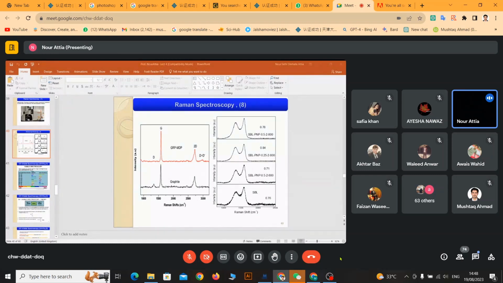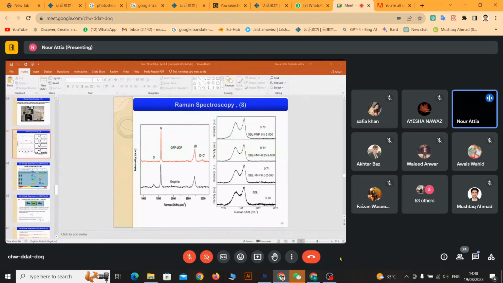And graphene has a D band and a D dash band also at 2950, and 2700 is the 2D band. So if this band exists, then you have graphene. And for nanoporous carbon material, the ratio between the D band and G band reflects the quality and the good graphitization of the carbon materials.